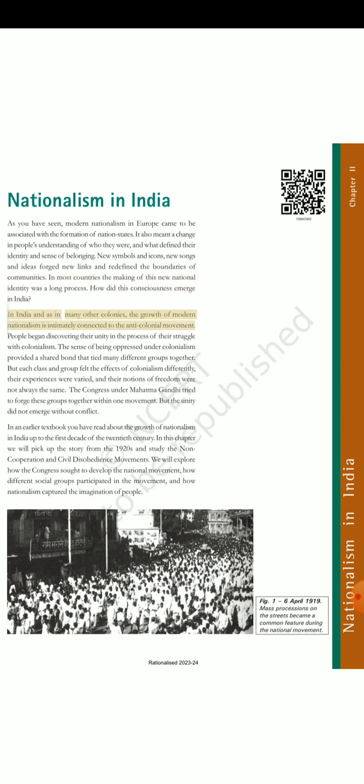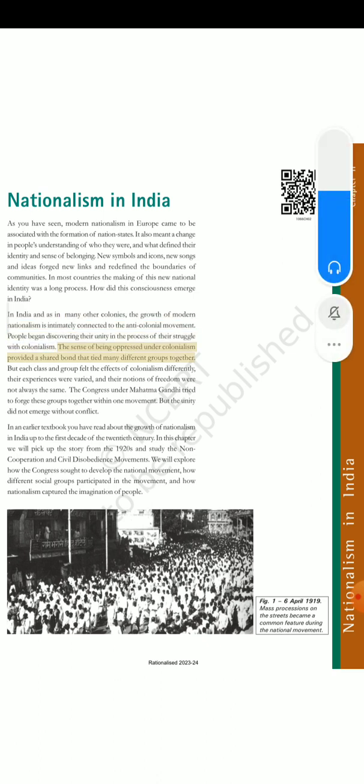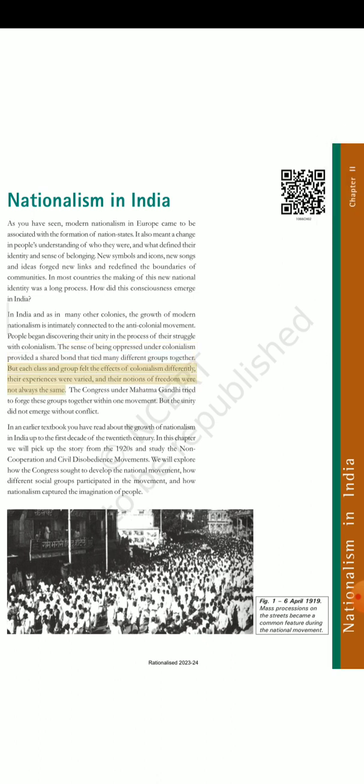In India, as in many other colonies, the growth of modern nationalism is intimately connected to the anti-colonial movement. People began discovering their unity in the process of their struggle with colonialism. The sense of being oppressed under colonialism provided a shared bond that tied many different groups together. But each class and group felt the effects of colonialism differently, their experiences were varied, and their notions of freedom were not always the same. The Congress under Mahatma Gandhi tried to forge these groups together within one movement. But the unity did not emerge without conflict.